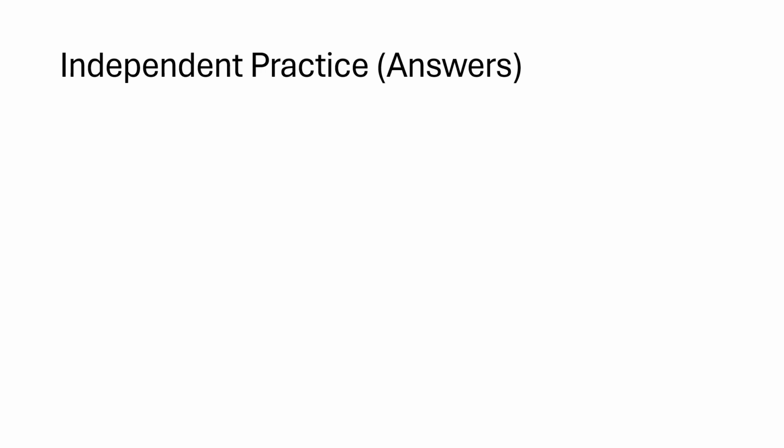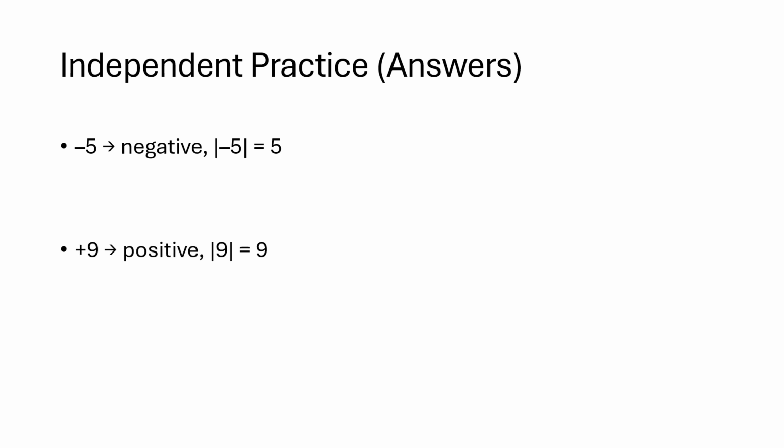Let's quickly check your answers. Negative 5 is of course a negative integer and its absolute value is 5. Positive 9 is positive and its absolute value is 9. Negative 14 is a negative integer and its absolute value is 14. If you got this correct, great. You're understanding the basics of integers.